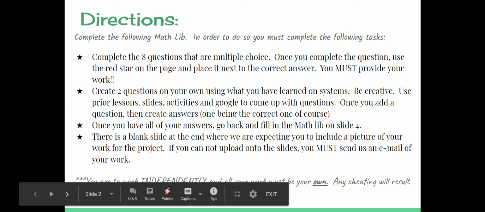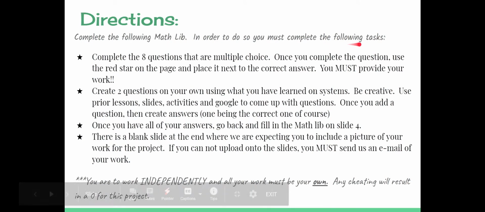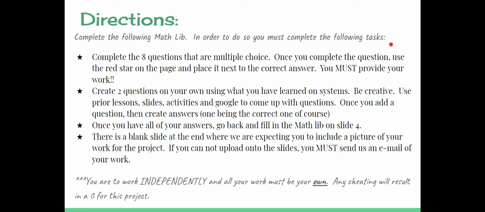Now, for our directions: complete the following math lib. In order to do so, you must complete the following tasks. The first 8 questions are multiple choice. Once you complete the question, you're going to see a red star on the top right corner of the page. Please use that to place it next to the correct answer. And you must provide your work. There's 30 points built into the rubric for you handing in your work.